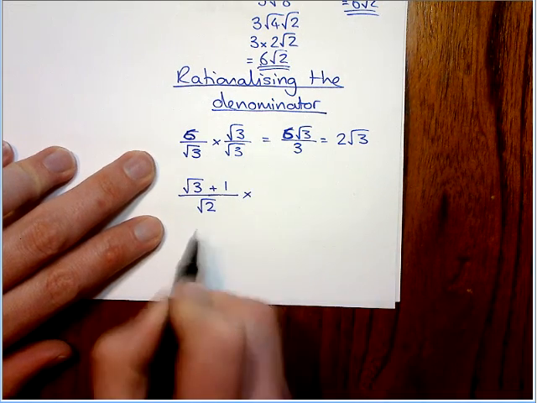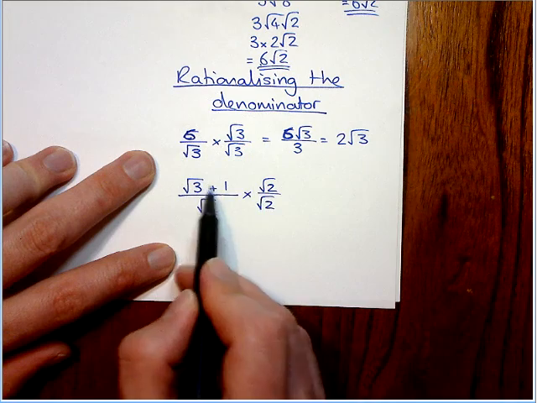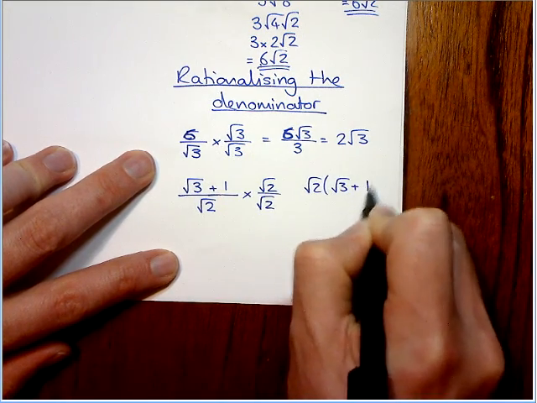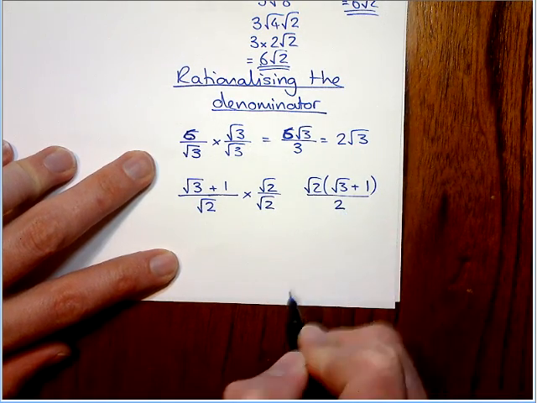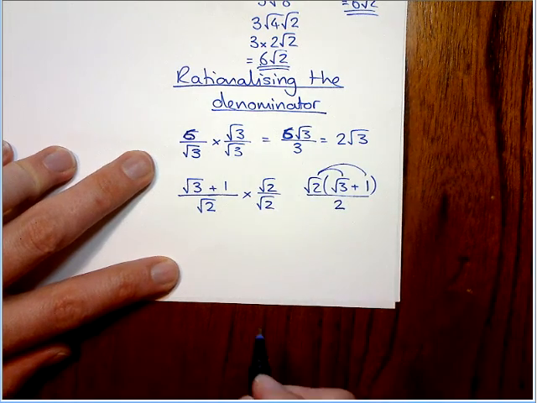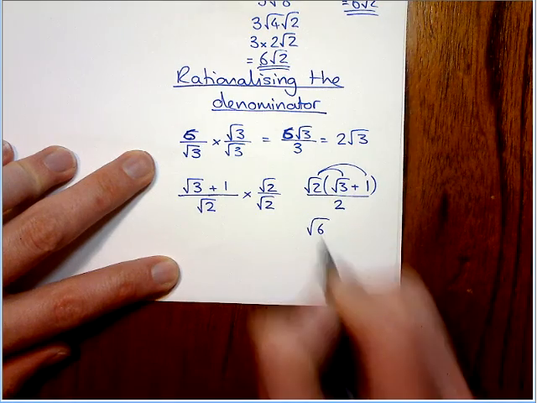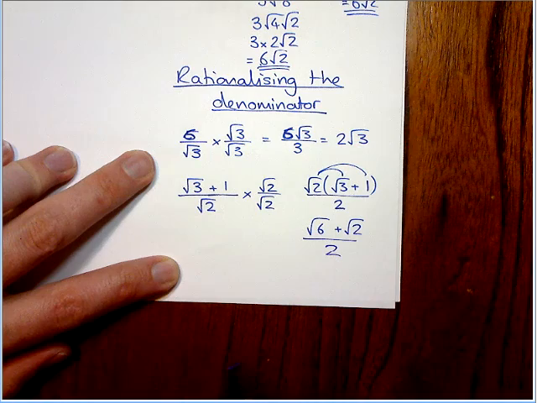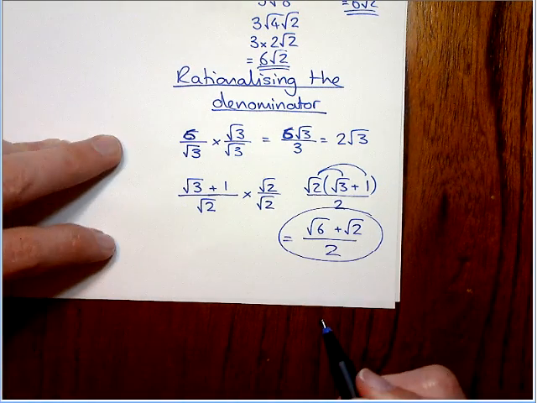So similar process, I need to rationalize this, so I need to times this by root 2, and therefore times the top by root 2. Now this is a bit trickier because you've got 2 terms you need to multiply by another term. So we normally do that using brackets. Root 2 times root 2 is root 4, or just 2. So I'm going to multiply the term outside by everything inside. So root 2 times root 3, well, that's root 6, plus root 2, all over 2. Neither of these have square factors, so that is my completed answer.